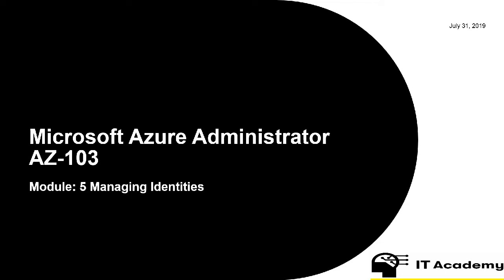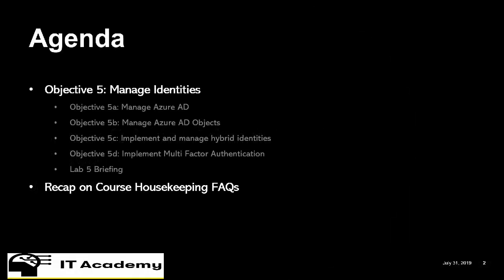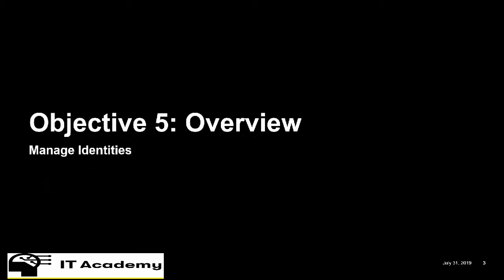In today's module, we're going to be taking a look at the fifth objective of the AZ-103 exam, which is managing identities. Today, we're going to break down the managing identities objective into the 5 sub-objective areas. As we go through each of these theory modules, we're going to explain to you the concepts and theories that you need to be aware of to sit and pass the exam. Then we'll provide a briefing for the lab exercises that you need to do to gain the hands-on experience necessary to allow you to sit and pass the exam. Also at the end, there'll be a recap on course housekeeping, frequently asked questions. Let's start off by taking a look at the objectives for the AZ-103 exam with regards to managing identities, so we're aware of what we need to learn to be ready for the exam.